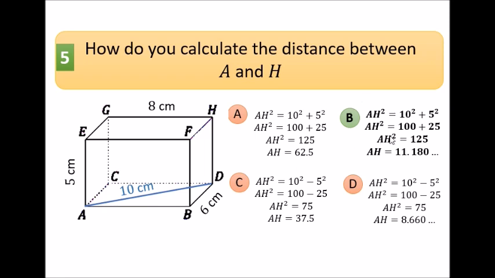So in this case, AH squared is equal to 100 plus 25, AH squared is equal to 125. We square root that, AH is equal to 11.180, and it goes on.